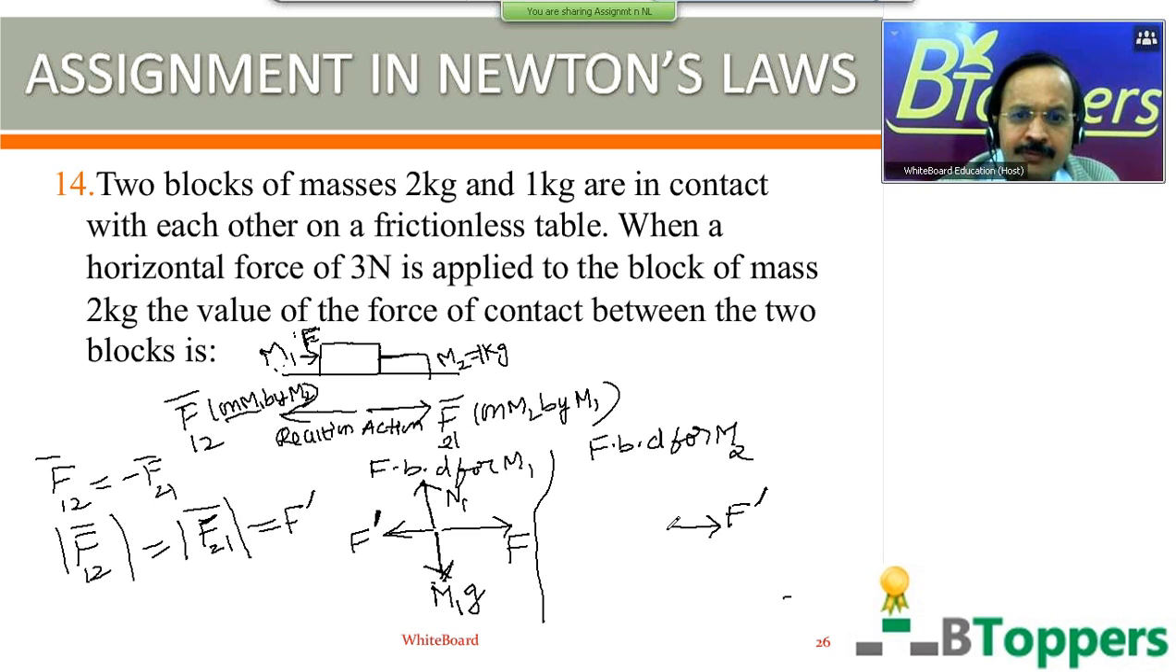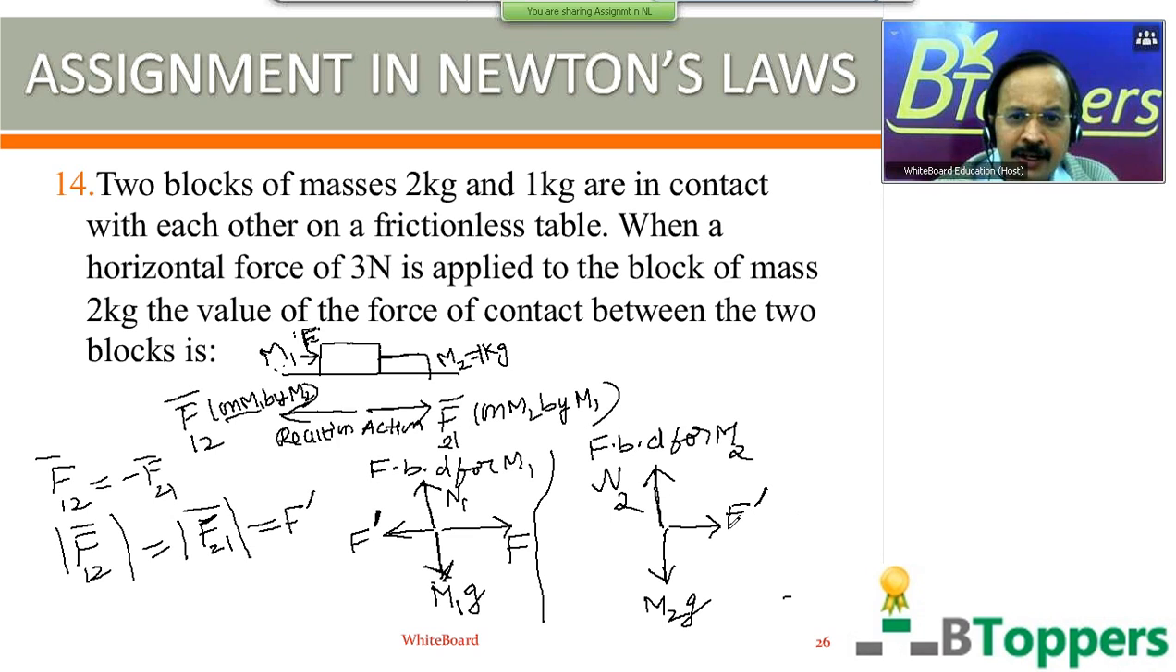Similarly, for the mass M2, its weight M2G acts downwards. M2G is the magnitude of the gravitational force on M2 by the earth. The normal reaction force on M2 by the surface of the table acts vertically upwards, perpendicular to the surface of the table in contact and directed away from the surface of the table in contact. So N2 represents the magnitude of the normal reaction force on M2 by the table.